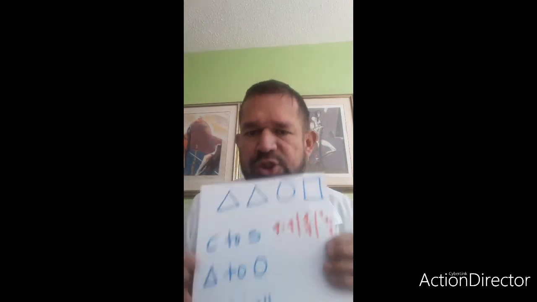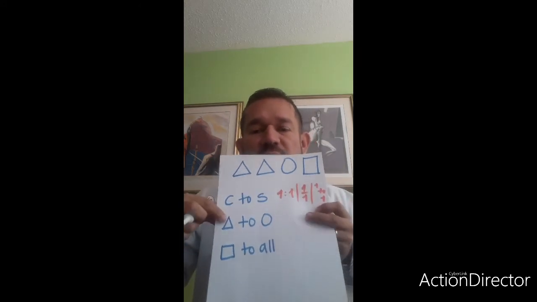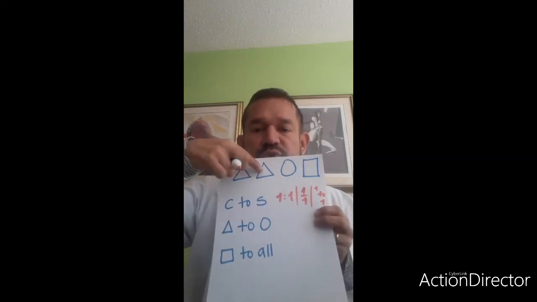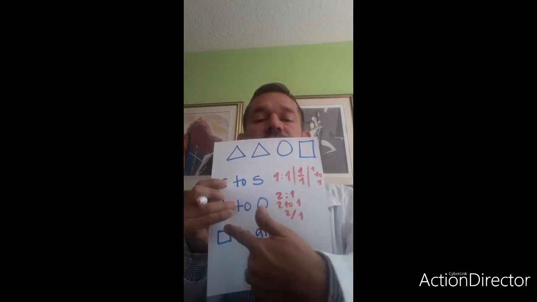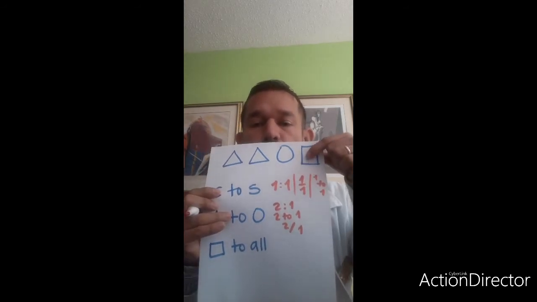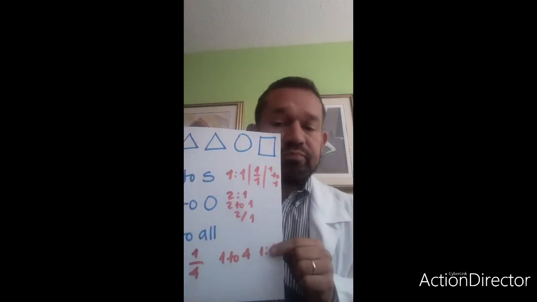What is the ratio of triangles to circles? 2 triangles, 1 circle, so it is 2 to 1, written in the three ways. Now, squares to all: 1 square, 4 figures, so 1 to 4, in the three ways. Okay, this is the first part, ratio.